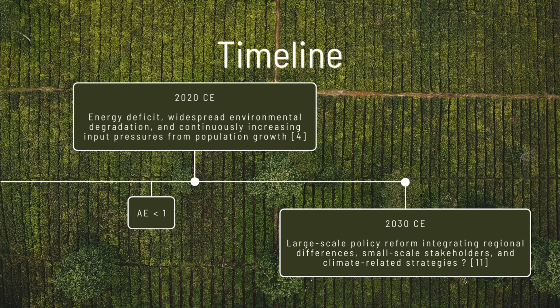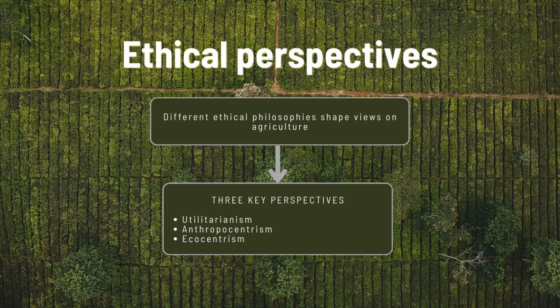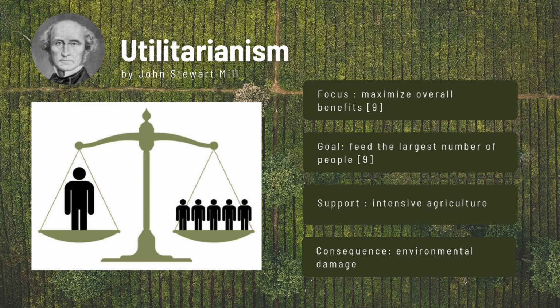To meet our needs without compromising future generations, larger-scale policies must rapidly integrate adaptive measures accounting for regional differences, small-scale stakeholders, and climate-related strategies. Those who oppose sustainable agriculture often rely on utilitarian philosophy, which prioritizes maximizing overall benefits. In the context of agriculture, this means producing enough food to feed the largest possible number of people. As the global population continues to grow, opponents argue that increasing energy inputs, such as pesticides, is necessary to maximize food production, even if they lead to irreversible environmental damage.